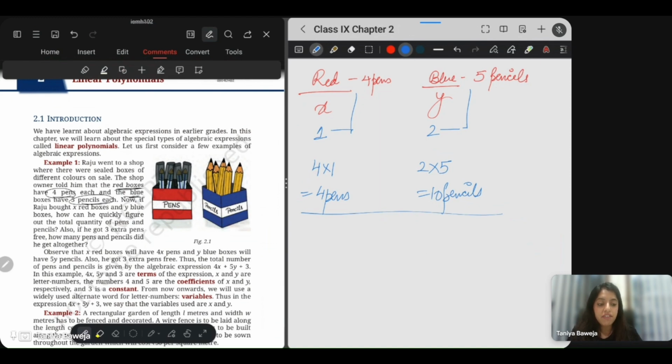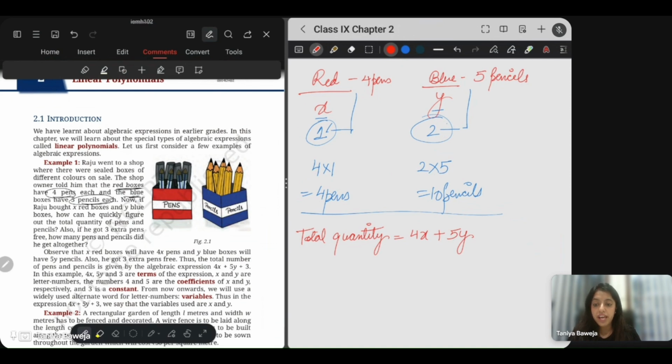But now that we have our variable and the number of boxes are not given to us, in place of 1, we'll put an X, in place of 2, we'll put a Y. So the expression telling us the total quantity he has bought would be 4X plus 5Y. Okay, so that will be the total quantity.